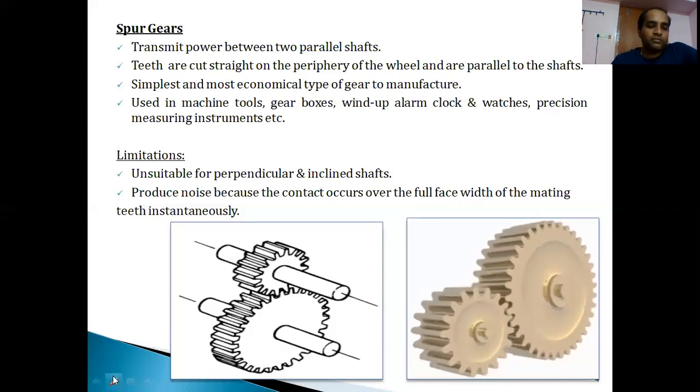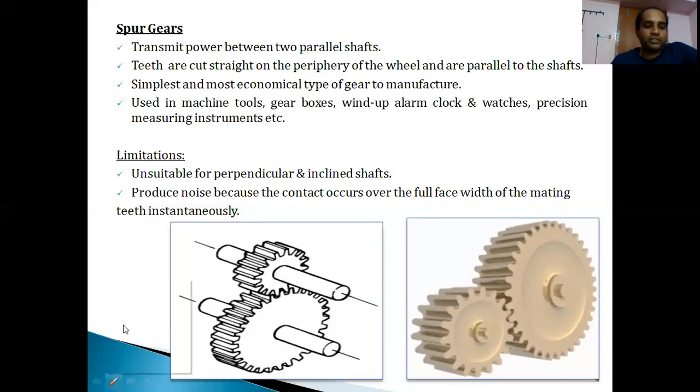So in very simple words, how can you define the spur gears? The spur gears are the gears which are used to transmit power between which kind of shafts? Parallel shafts. So this is shaft number 1 and this is shaft number 2. If you observe here, this is axis 1, this is axis 2. Both axes are parallel to one another.